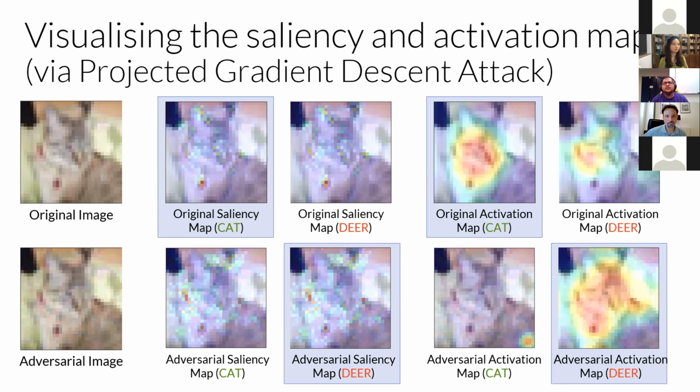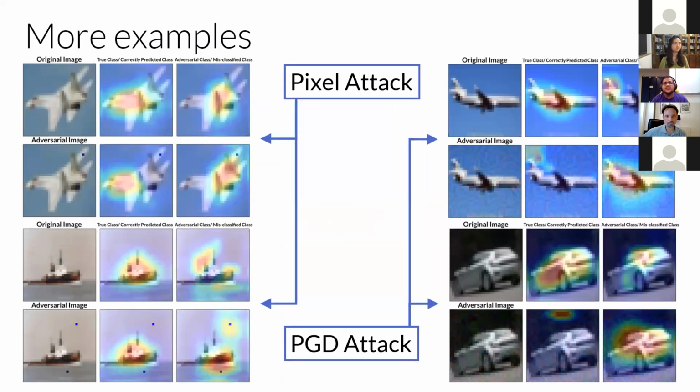At the same time, we can also create these maps for the projected gradient descent attack, and in this we can clearly see the manipulation of the gradients by the attack, because in the adversarial activation map for the true class, the activation map is just blown out of proportion and is focused on a very irrelevant part of the images. And so we have several cases of it, and we do a qualitative analysis of it.